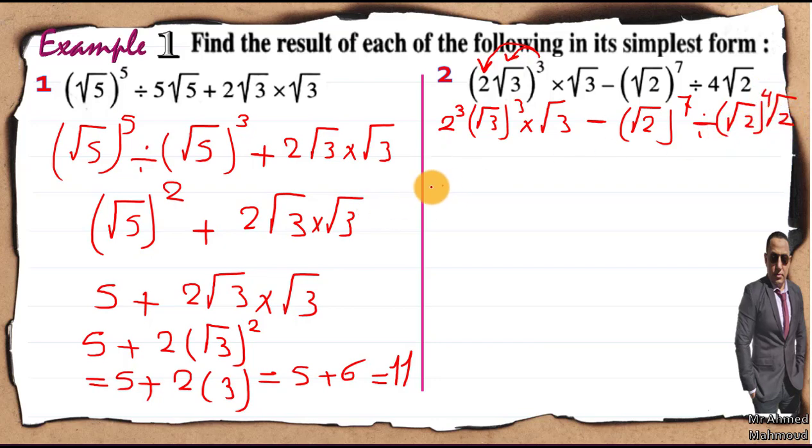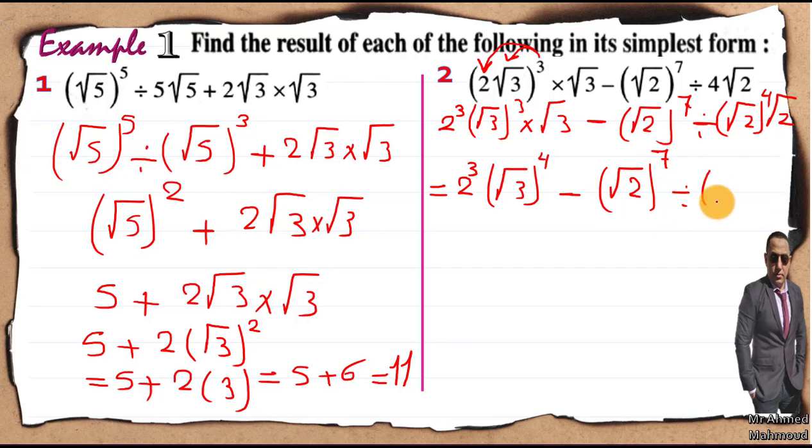Okay, here equals 2 power 3. Here root 3 power 3 times root 3 power 1 equals root 3 to the power of 4, minus root 2 to the power of 7 divided by root 2 to the power 4 plus 1 equals 5.